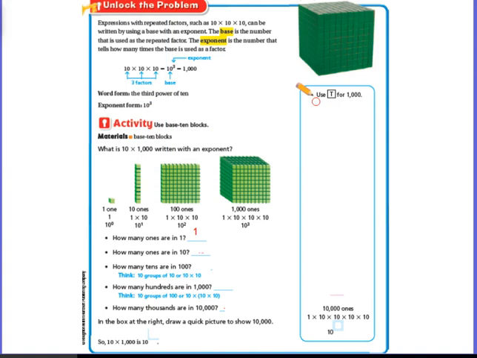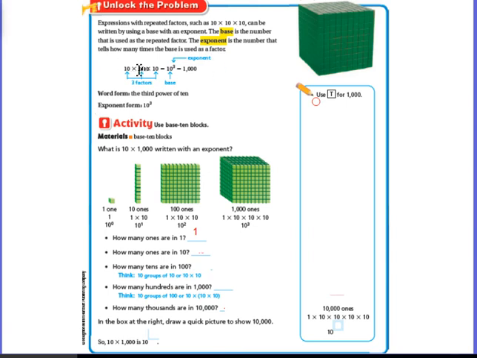Okay, we're going to do something new today. We're going to do exponents. Expressions with a repeated factor such as 10 times 10 times 10 can be written by using a base, which is the factor, with an exponent. The base is the number that's being used as a repeated factor. Now remember, factors go with multiplication. The exponent is the number that tells how many times the base is used as a factor.